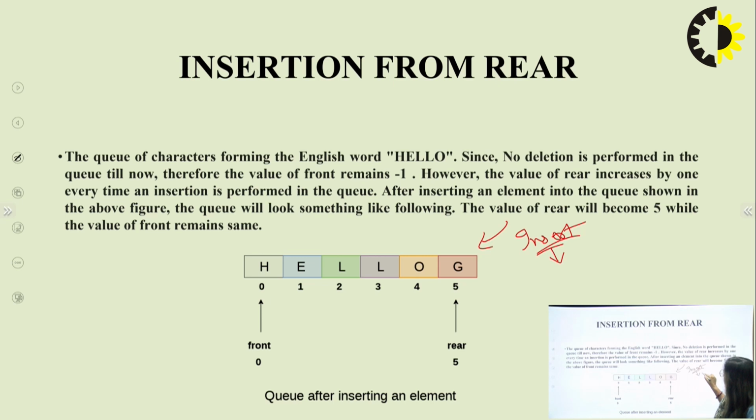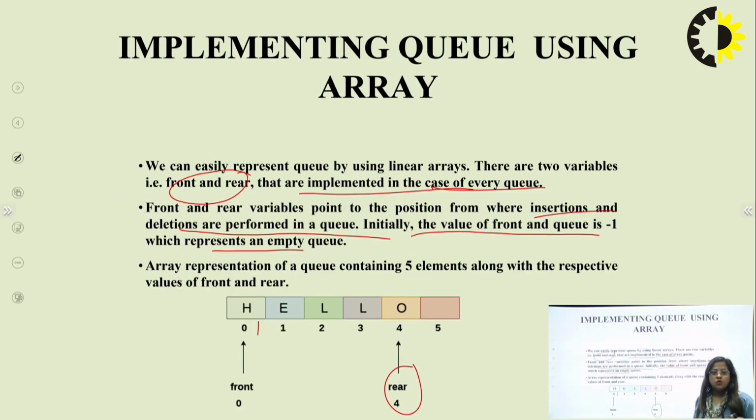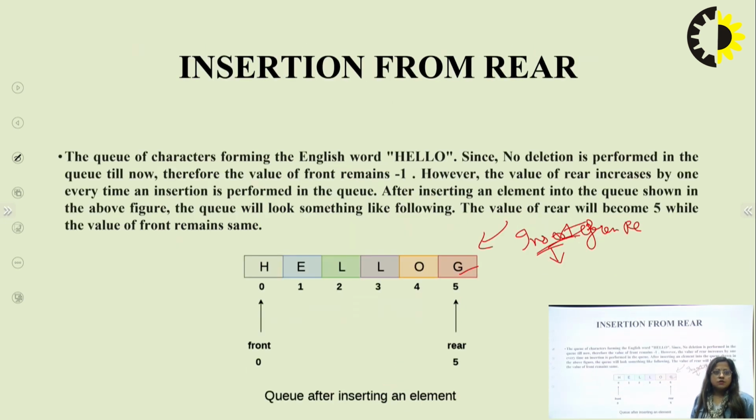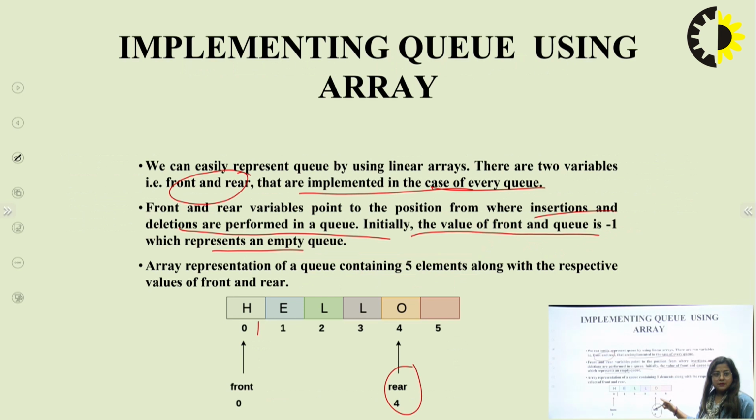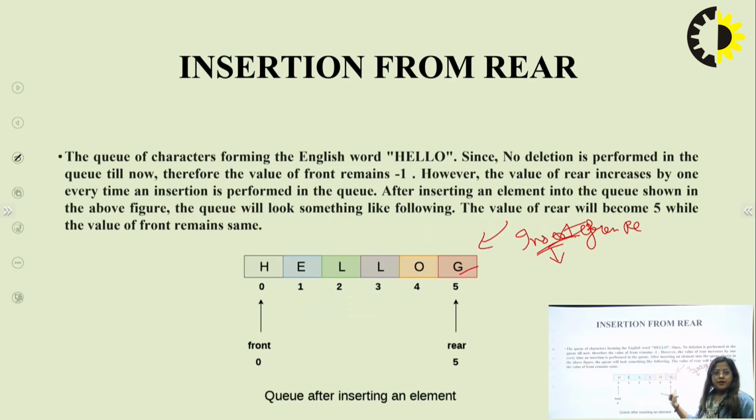Insert from the rear. So according to this, if you want to insert G, because in the previous queue this space is left, now you want to insert a G. Where is G inserted? At the rear. Rear is pointing here. In my previous slide, this is the rear. Now it is increased by 1. Now rear is pointing to this point, which is 5.